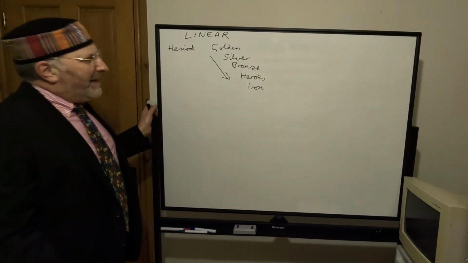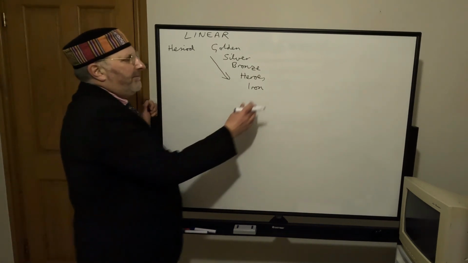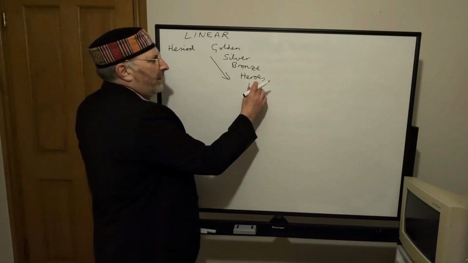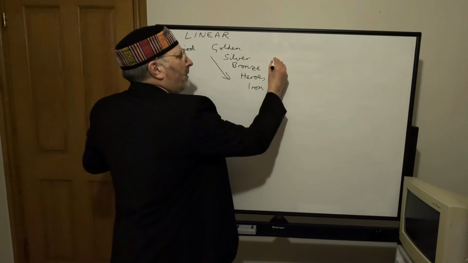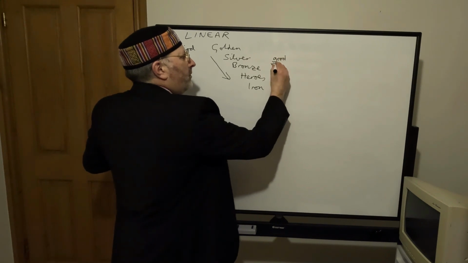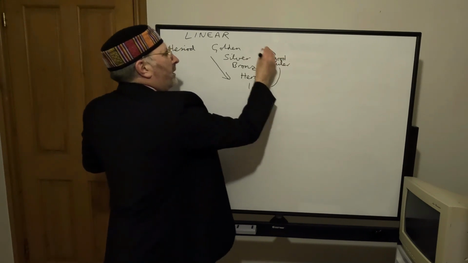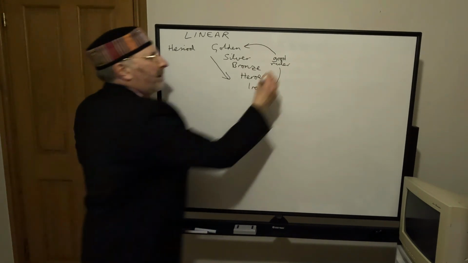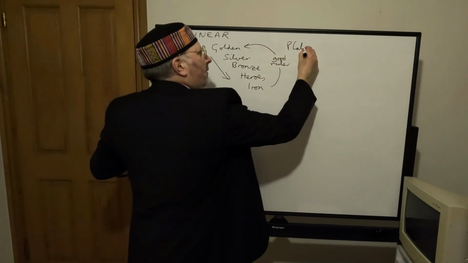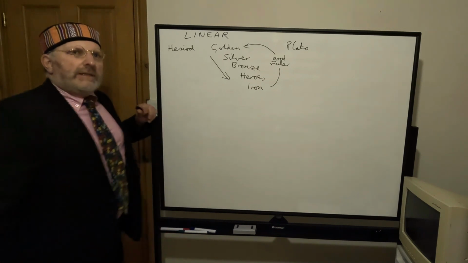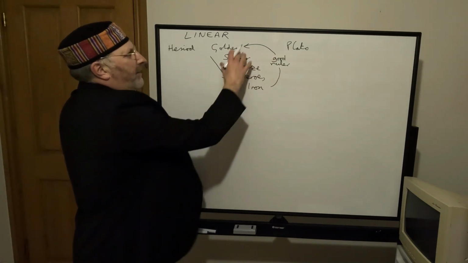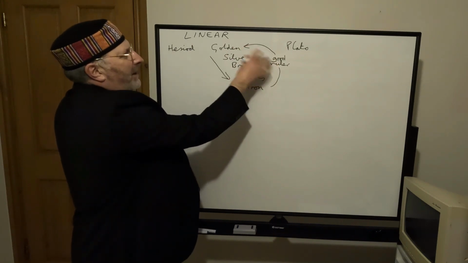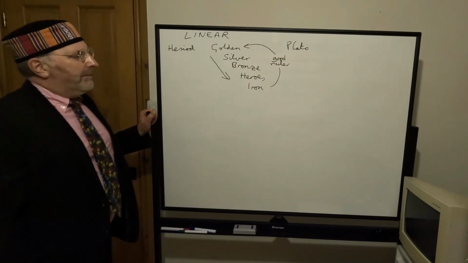And then Plato said, well, yes, but in fact, if you have good rulers, they can actually take you back into a golden age. So a good ruler can take you back to the golden age, and then this descent can start again. So I suppose Plato turned it into a bit of a cycle.